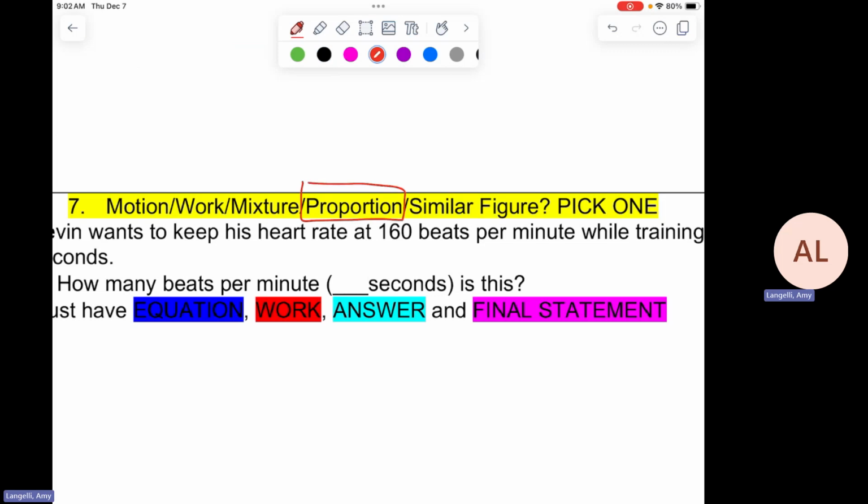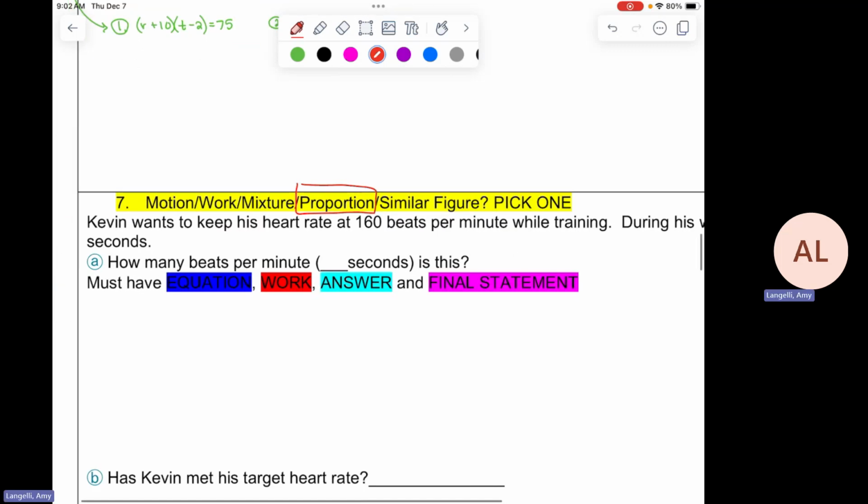One thing compares to the other. There's no distances, there's no jobs that are getting completed, and there's no shapes or percentages. So it's almost a process of elimination. All right, let's get the equation set up.